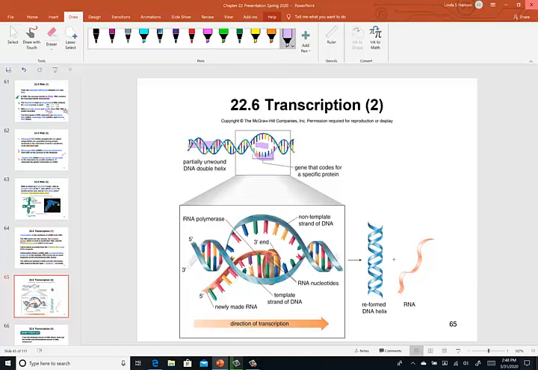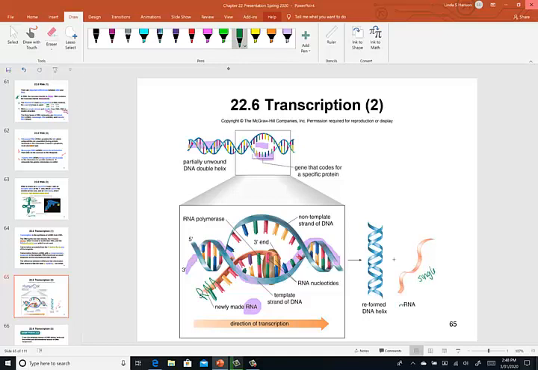Alrighty, we always read from the 3' end to the 5' end, don't we? 3' to the 5' end. And so notice that the 3' is the one that's getting opened up and read to make the RNA molecule. So this is a single-stranded RNA, and it's using complementary base pairing to create the messenger RNA.